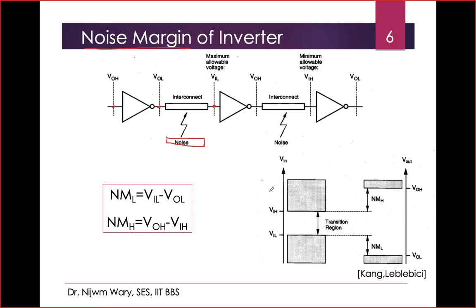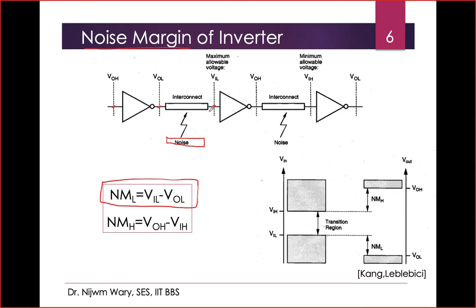Here we are plotting VIL and Vin, and here we are plotting Vout. This is how the definition of the noise margin at the lower level comes. Again, it is the difference between VIL and VOL. VOL is the minimum voltage that can be applied in the inverter, because we have the input as VOH, and VIL is the maximum that is allowed.